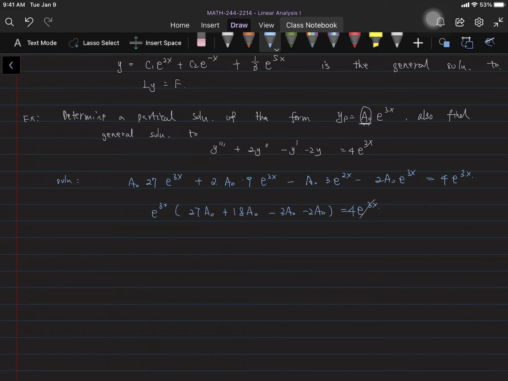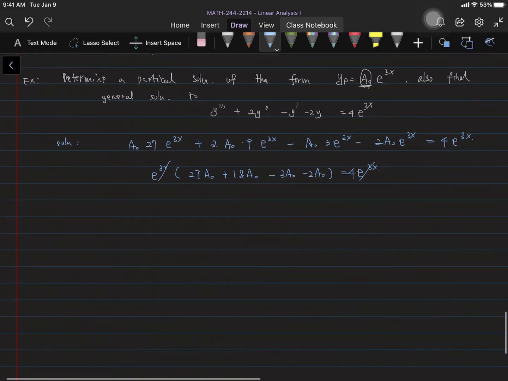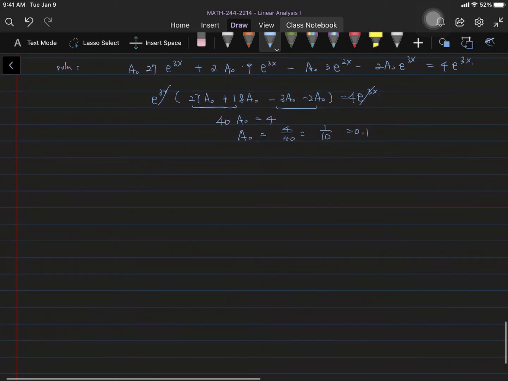You can see if we cancel e to the 3x, that means this should equal 4. Let's simplify. This will be 45 minus 5, right? So that means 40 a naught equals 4. That means a naught is 4 over 40, which is 1 over 10, which you can also write as 0.1, either way. So what is our particular solution? This is the particular solution.